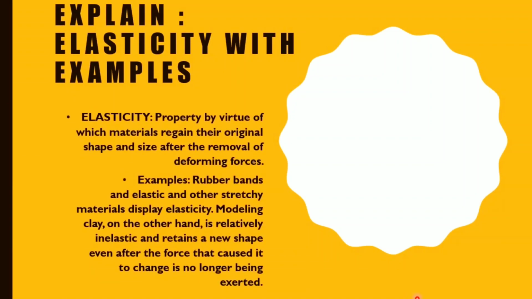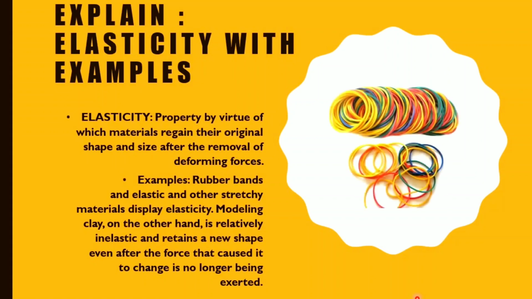Elasticity is the property by virtue of which materials regain their original shape and size after the removal of deforming forces. Think of an elastic band like this. When you stretch it a little bit, we are applying a deforming force, right? So it gets stretched. When we leave the deforming force, what happens? It regains its original shape, like this, right? This is being stated in this statement.